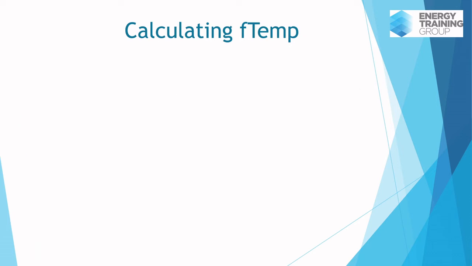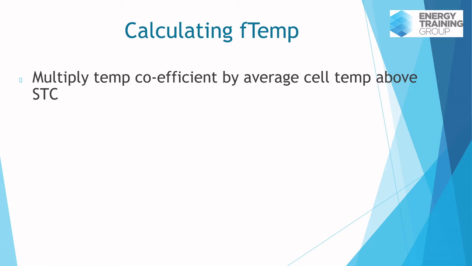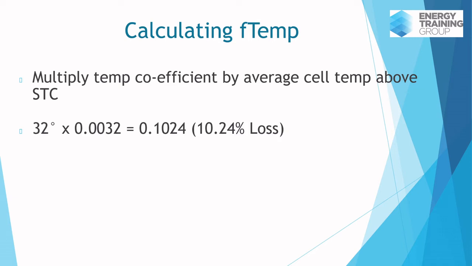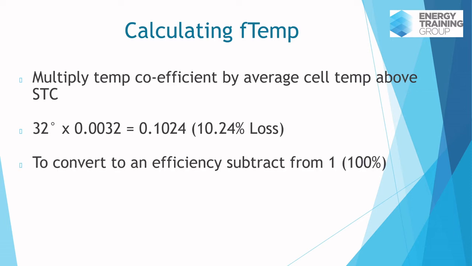And then we will multiply our temp coefficient by our average cell temp above standard test conditions. So our panel is 32 degrees above standard test conditions. Our temp coefficient is 0.0032. So we multiply 32 by 0.0032 and we get 0.1024 or 10.24% loss.